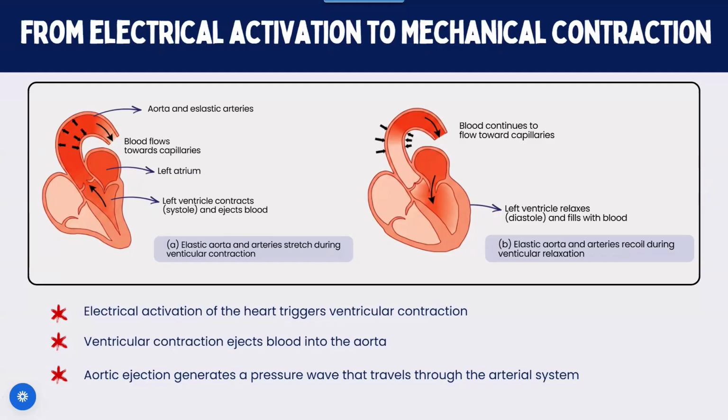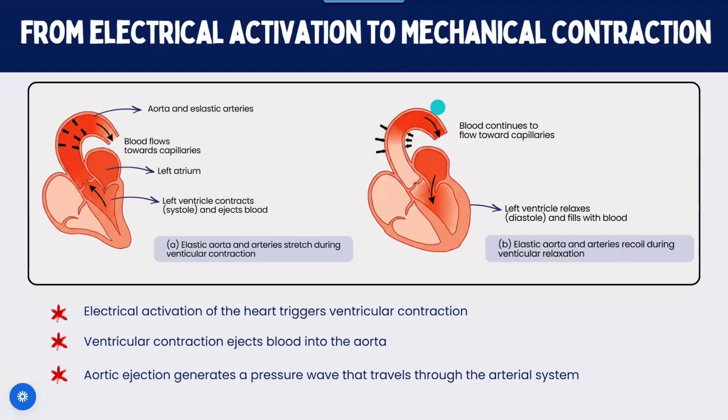Electrical activation of the heart triggers ventricular contraction. And following ventricular contraction, this ejects blood into the aorta. This is incredibly important because we're starting to see different signal chain effects. With electrical activation, we're seeing parasympathetic activity, and with ventricular contraction and impedance, we're starting to introduce mechanical properties as well.